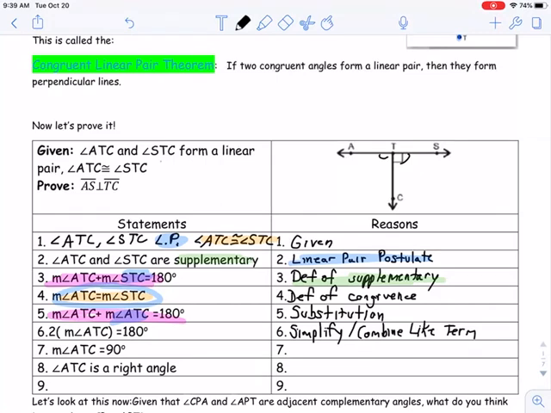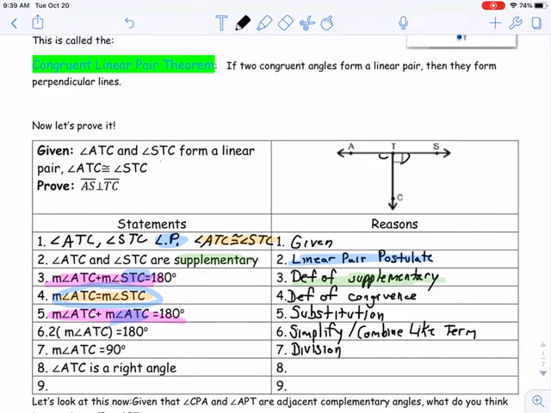Okay, so now looking at this, I have 2 times the measure of angle ATC. So in number 6, I have 2 times the measure of angle ATC equals 180. Notice how in 7, 2 disappears. 180 became 90. What did I do to both sides? I divided by 2. So it's the division property of equality. But I'm a little bit lazy, so I'm just going to write division.